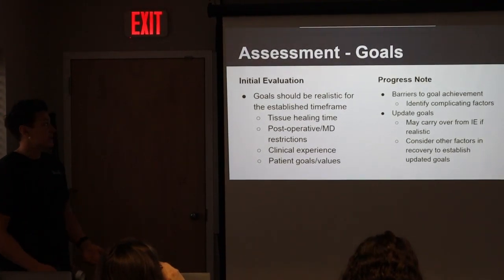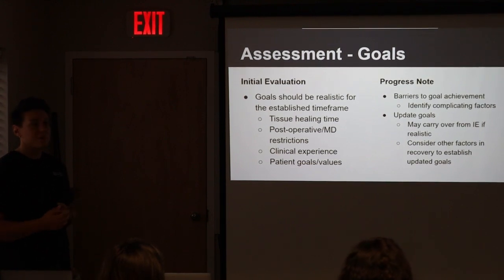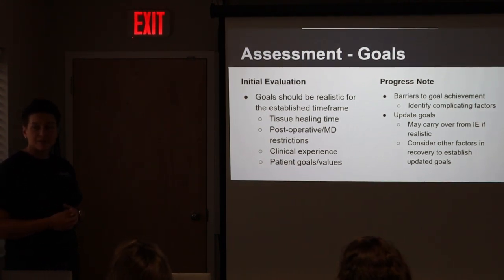So things you want to take into consideration are the expected tissue healing time. Maybe if it's a post-op and they have a protocol and they're not allowed to lift their arm for 6 weeks, then maybe in 6 weeks their goal isn't to have full active range of motion because they're not gonna.